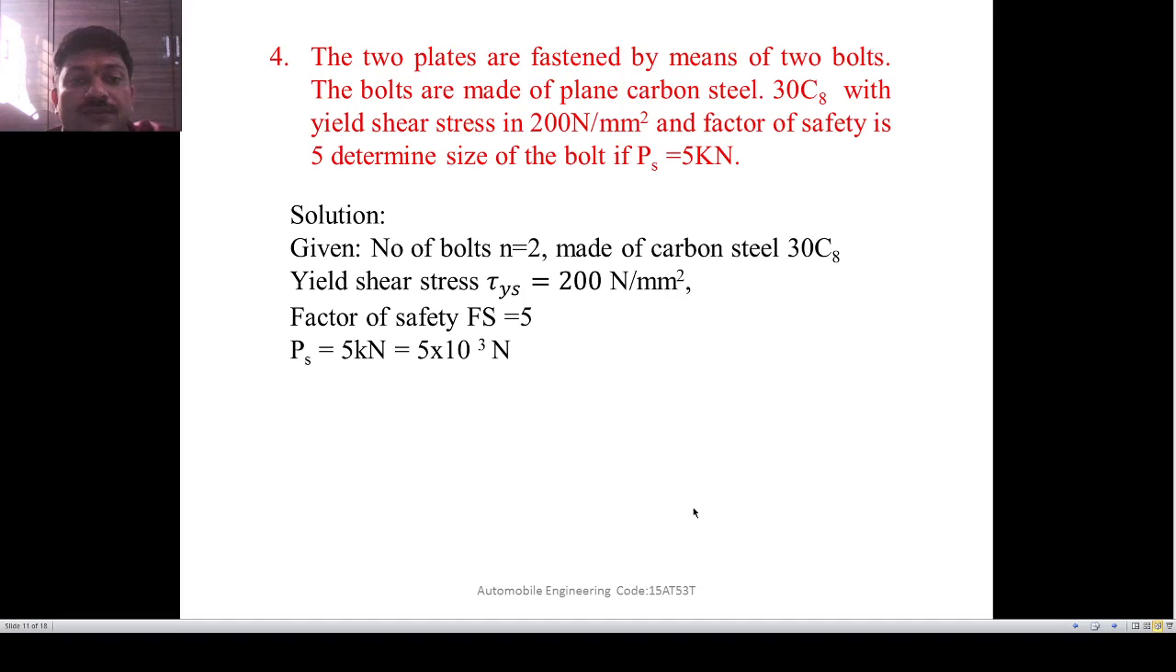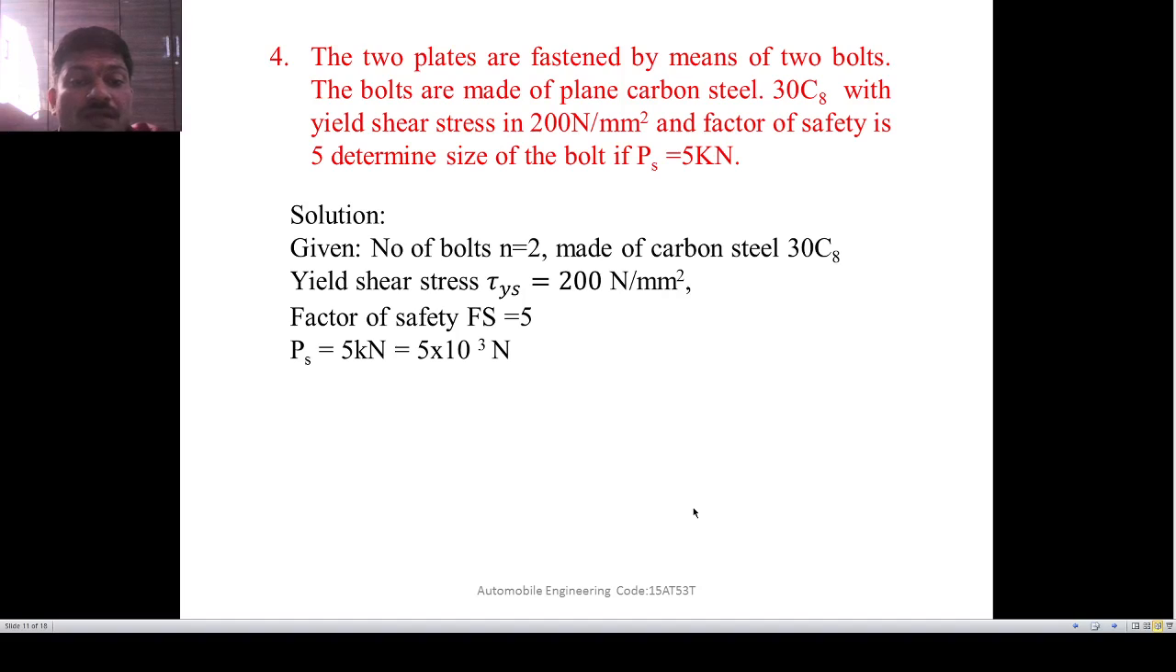Before proceeding, we should convert this for design purposes. We have to calculate the allowable or permissible stress induced in the bolt material. Already we know from the basics of strength of materials that to find the allowable or permissible shear stress, we take the yield stress divided by the factor of safety, which gives the permissible stress induced in the material. So use that basic concept. First we have to find the permissible shear stress induced in the bolt.